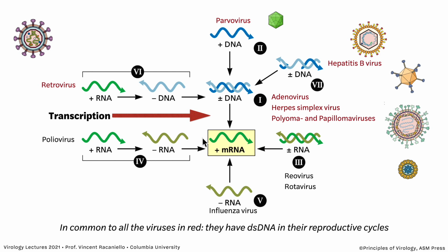So here is our Baltimore scheme. Our beloved Baltimore scheme with mRNA at the center. And transcription is a very specific process. It is the synthesis of mRNA from double-stranded DNA. That's the big red arrow.